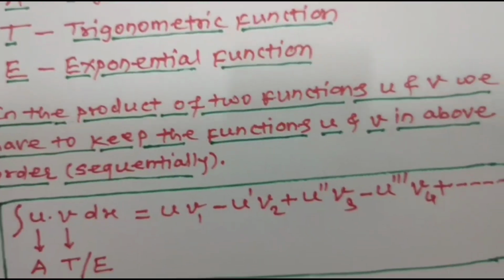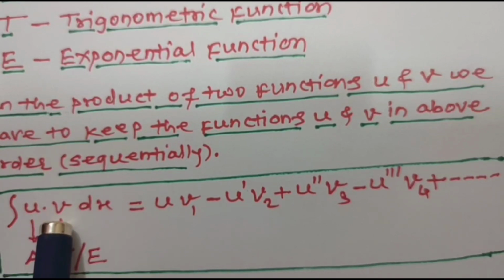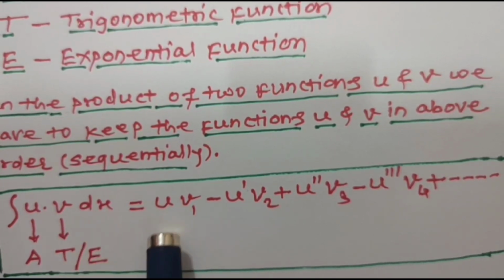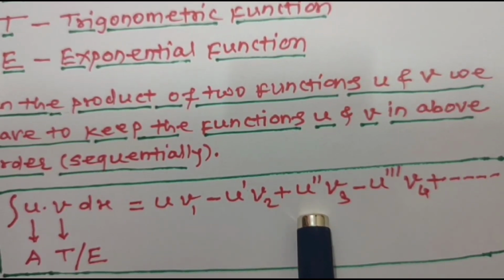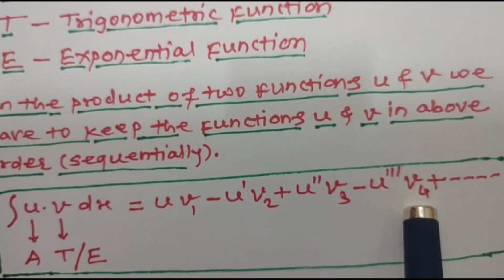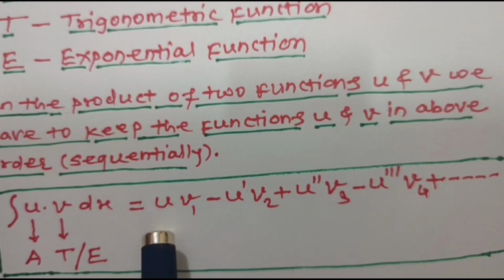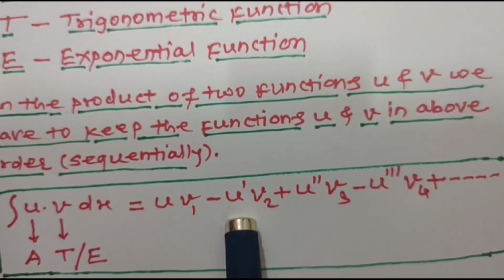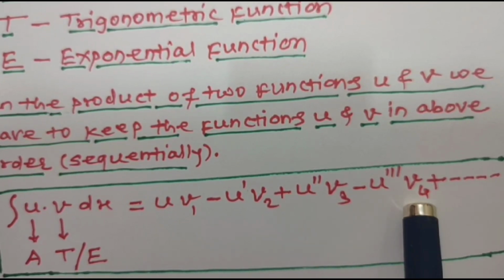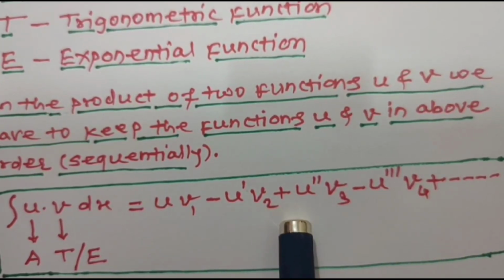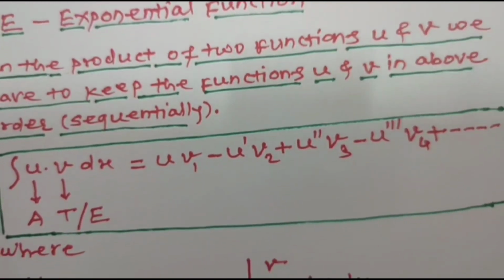So this is one of the special formulas for integration by parts. The integration of this product u into v with respect to x is given by u into v1 minus u dash into v2 plus u double dash into v3 minus u triple dash into v4 plus and so on. It means alternate plus and minus signs, and the products of u and v1, u dash and v2, u double dash and v3, u triple dash and v4. Here dashes denote derivatives and suffixes denote integration, and we have to use this.